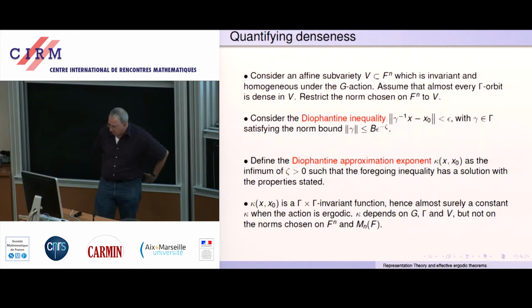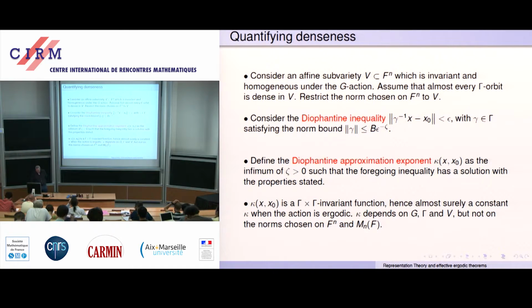Now, the first observation is that kappa of x, x naught is a gamma times gamma invariant function. And so it's almost surely constant when the action is ergodic. And kappa depends, of course, on G, gamma, and V, but not on the norms chosen on Fn and MNF.